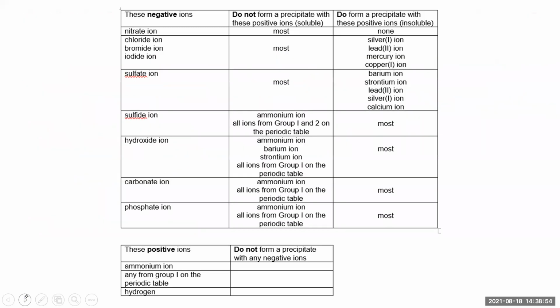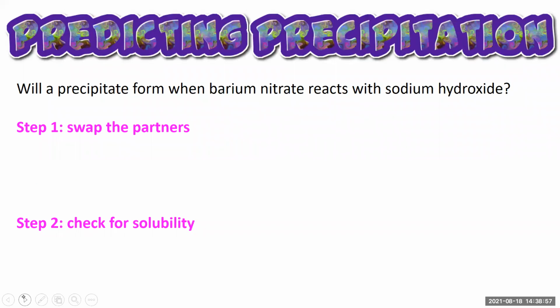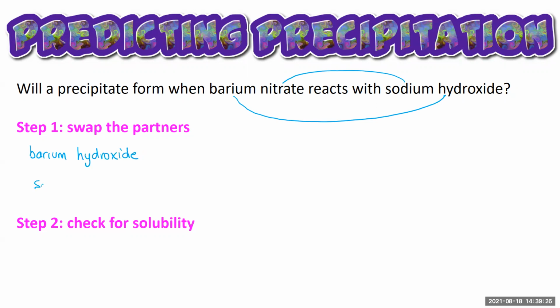Here's one for you to try. Will a precipitate form when barium nitrate reacts with sodium hydroxide? Pause the video, have a go. Okay, first step, we're going to swap the partners. So barium is going to go with hydroxide and sodium is going to go with nitrate. So let's write down what we have. Barium hydroxide and sodium nitrate.